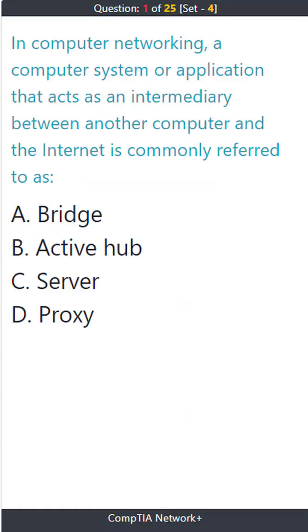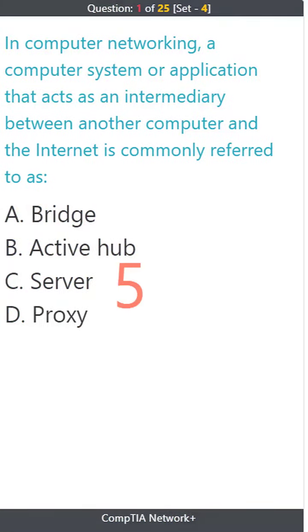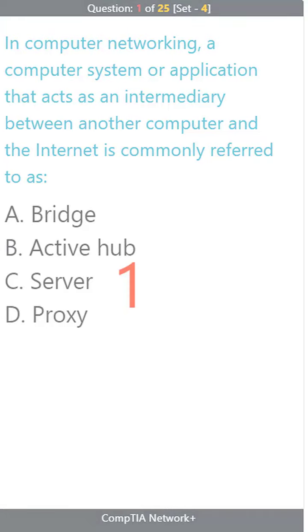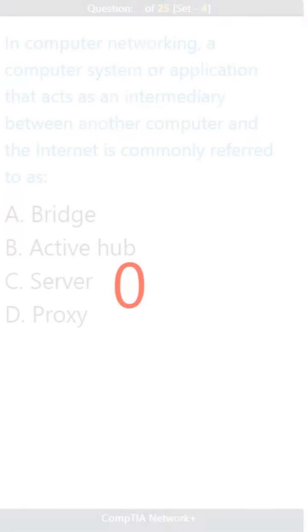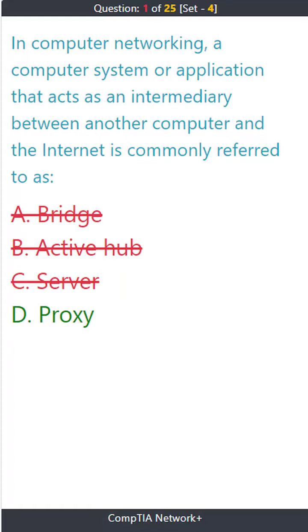Question 1. In computer networking, a computer system or application that acts as an intermediary between another computer and the Internet is commonly referred to as A. Bridge, B. Active hub, C. Server, D. Proxy. The correct answer is D. Proxy.